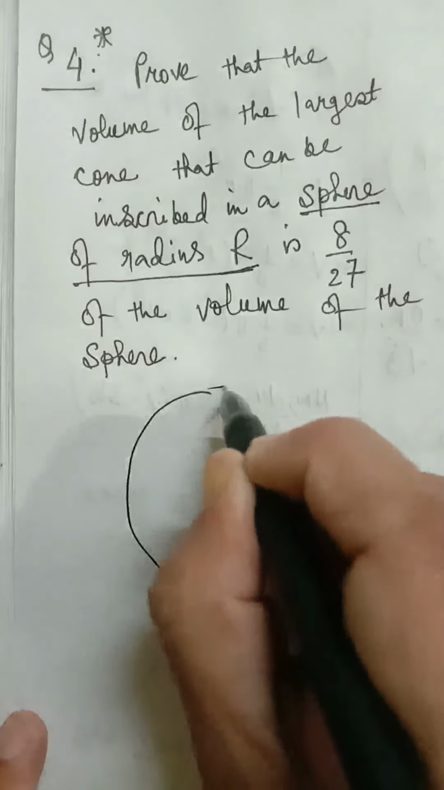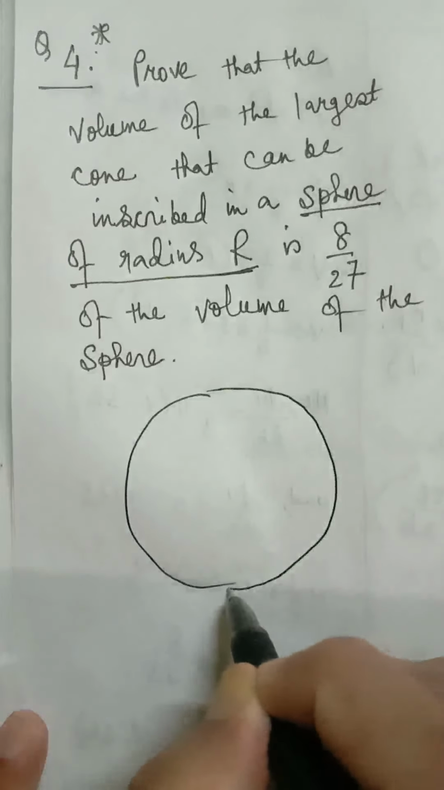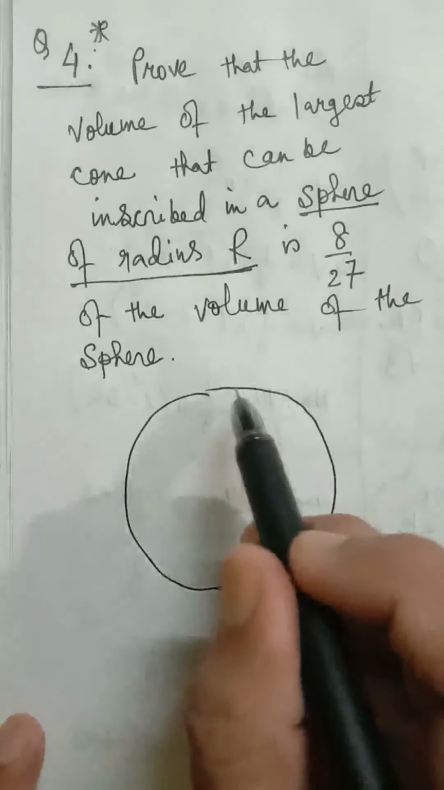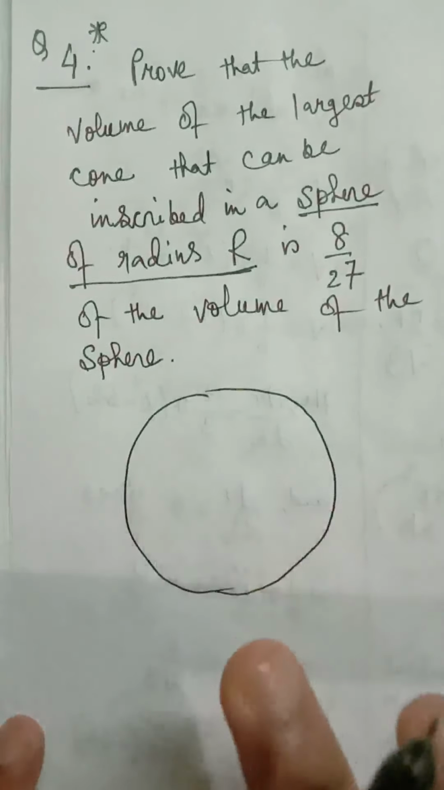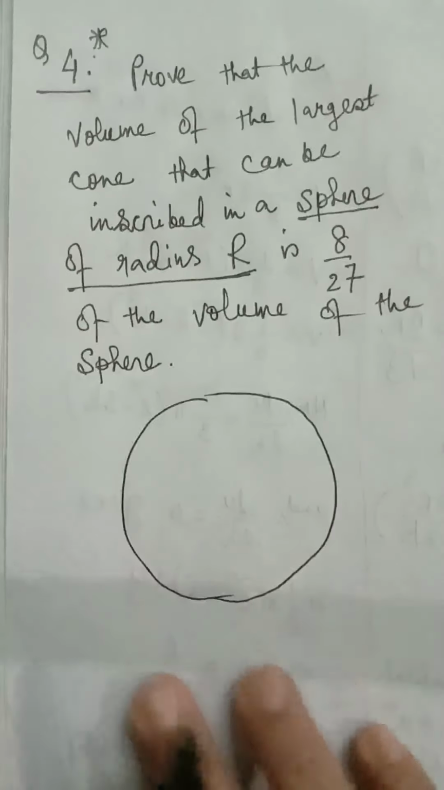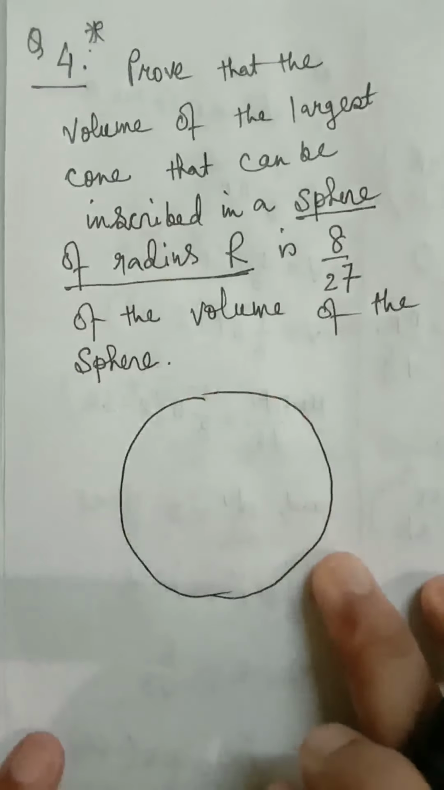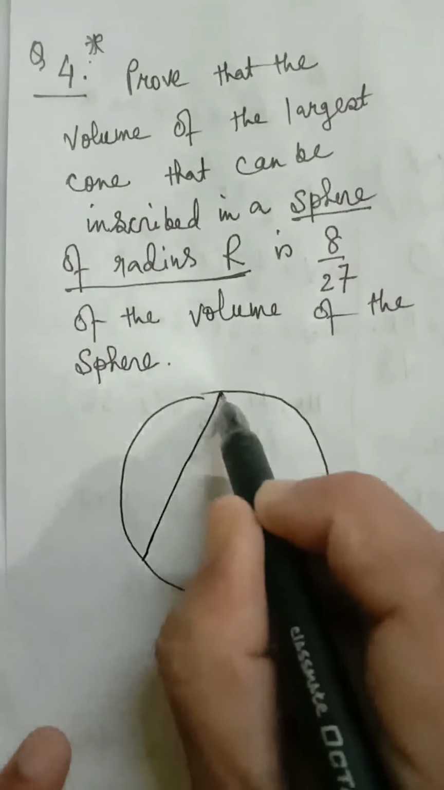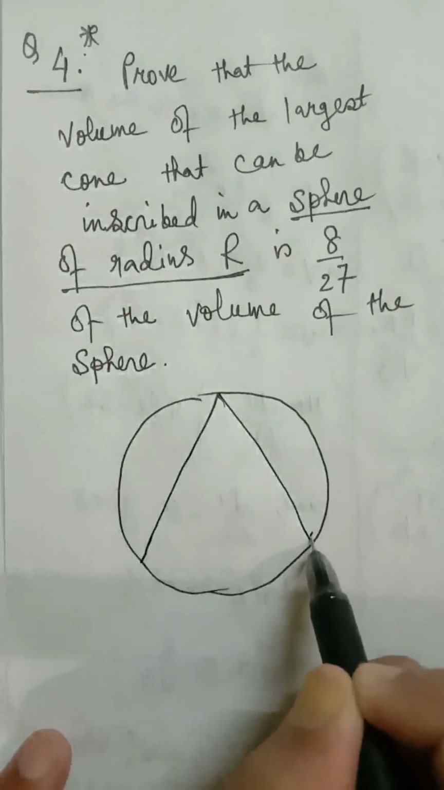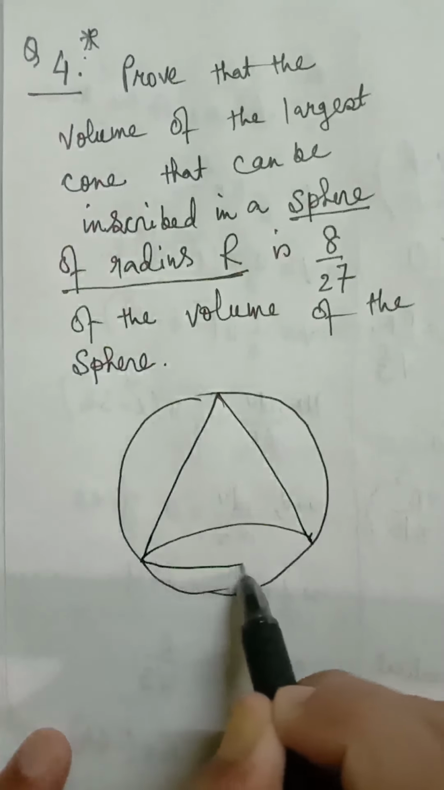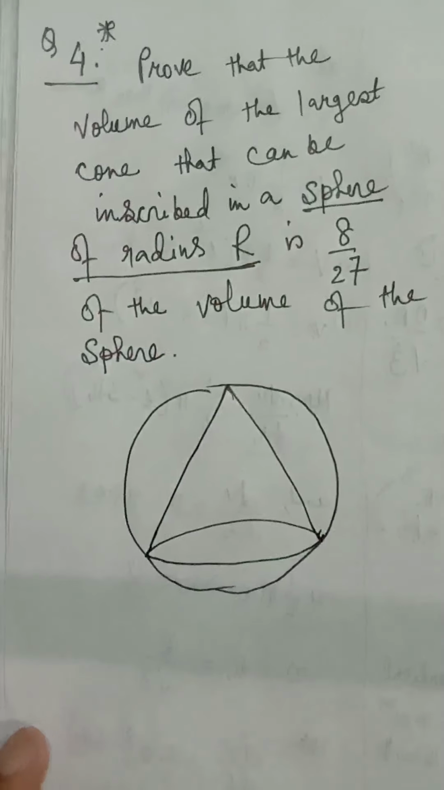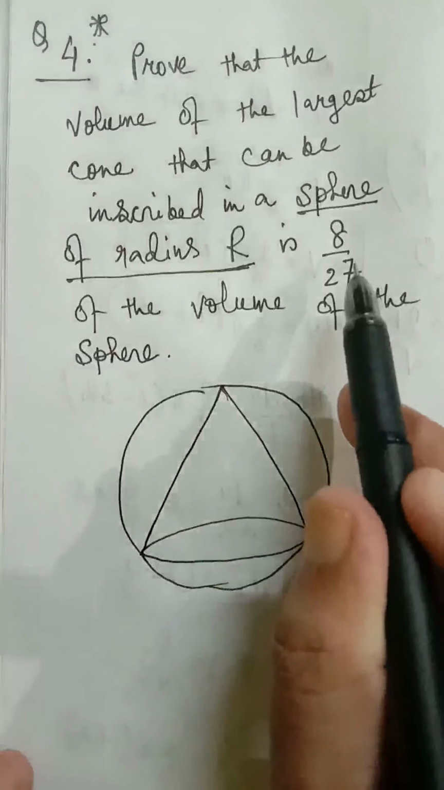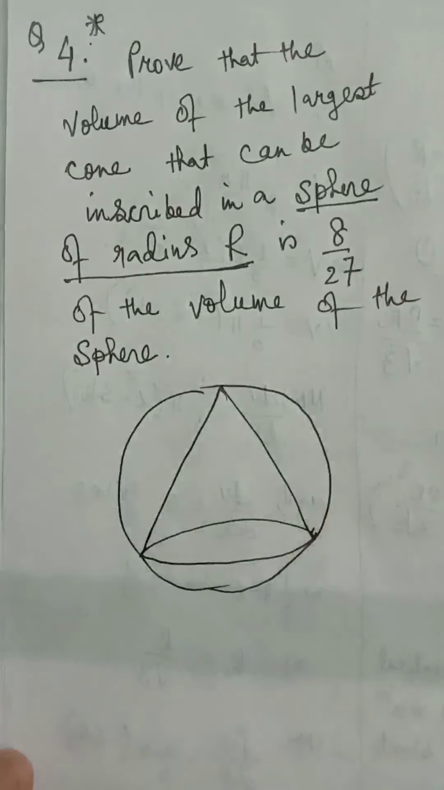Suppose this is the given sphere of radius r. Now, inside it we can draw cones of different shapes. The volume of the largest cone which can be drawn inside the given sphere will be 8 by 27 of the volume of the sphere.